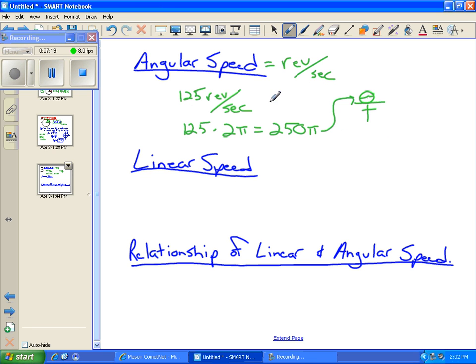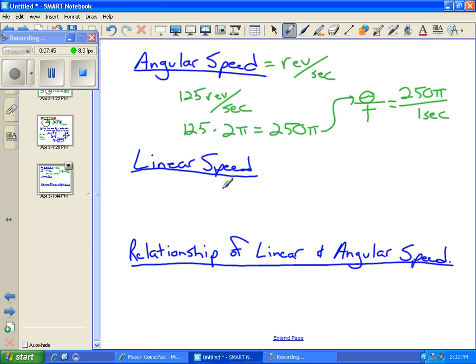So a lot of times when you're given angular speed, it's in revolutions per second. You're going to have to convert that into radians per second. So if I'm given this, I'll go ahead and write it down: 250 pi radians per 1 second. A lot of times we'll have to convert that to deal with things.